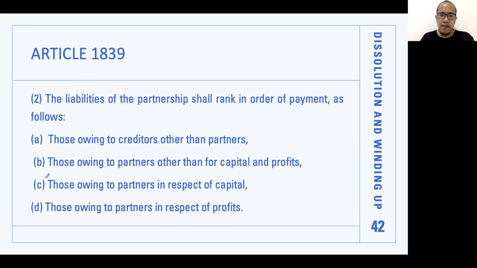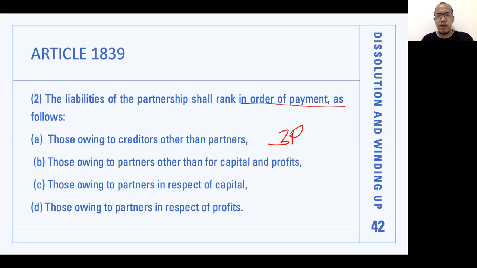Now, you identify all the liabilities and you have to pay your liabilities in this order. Sabi nito, order of payment. So, una, creditors other than partners. So, in effect, third persons. Siyempre, kung sino laging mauuna pagdating sa bayaran ay mga third persons kasi nga ang purpose natin dito is to protect the interests of the third persons.